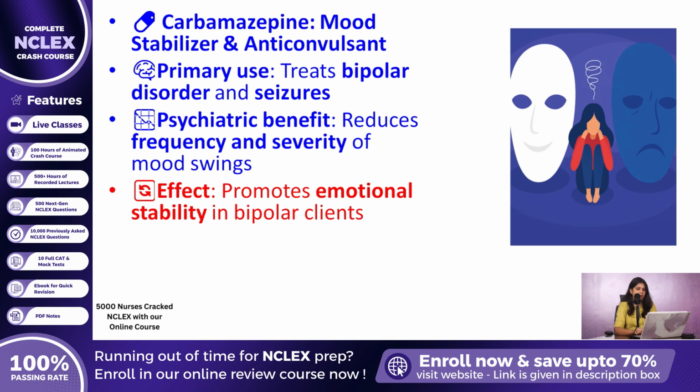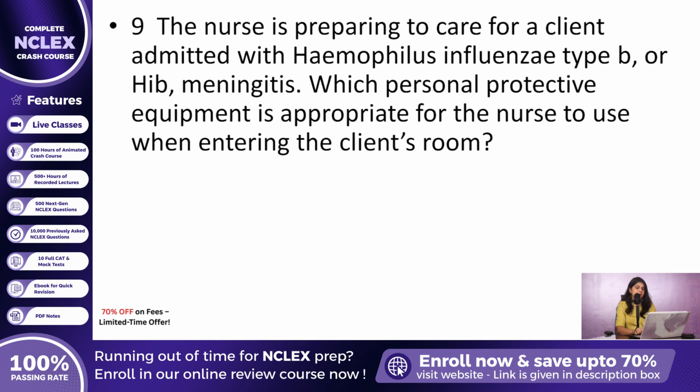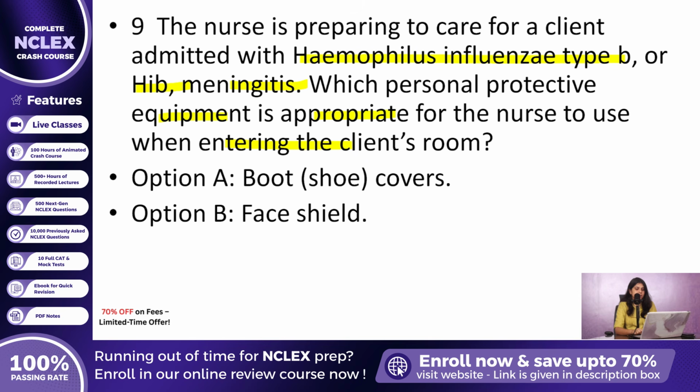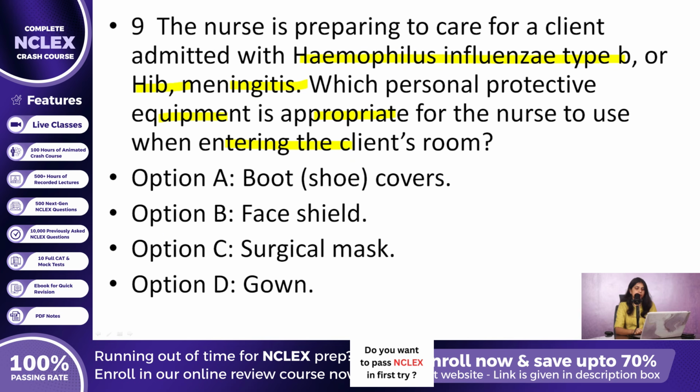Now, shifting to question number 9, let us focus on infection control and personal protective equipment. The nurse is preparing to care for a client admitted with Haemophilus influenzae type B, or Hib, meningitis. Which personal protective equipment is appropriate for the nurse to use when entering the client's room? Here are the options. Option A, boot shoe covers. Option B, face shield. Option C, surgical mask. Option D, gown. The correct answer is option C, surgical mask.